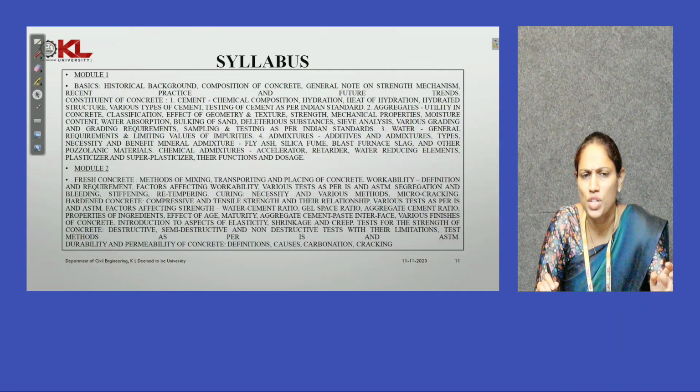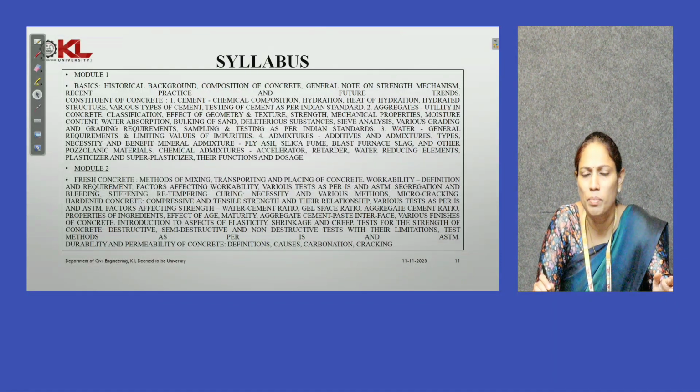Second module is fresh concrete. We are going to learn about fresh concrete, what we call fresh concrete, how the workability is seen, how it bleeds, how it is retempered, every method we are going to learn in CO2, that we call module 2. In the same module 2 we are going to learn about fresh concrete and hardened concrete also. Fresh concrete means what you are preparing, what you are mixing, and setting for a certain time. After setting we get hardened concrete.